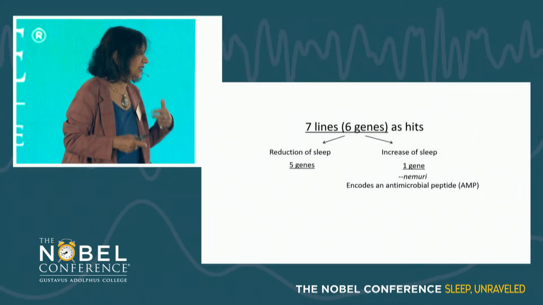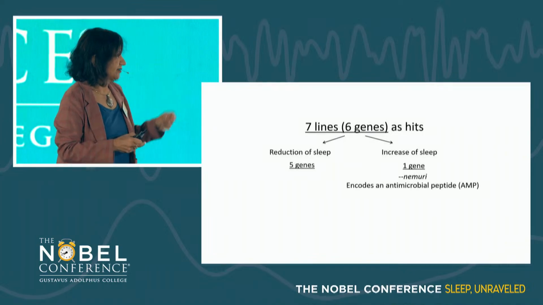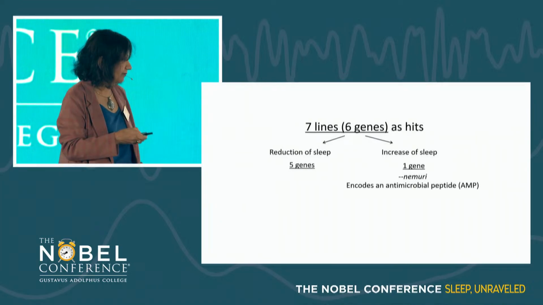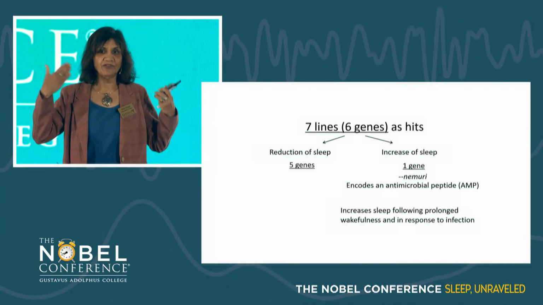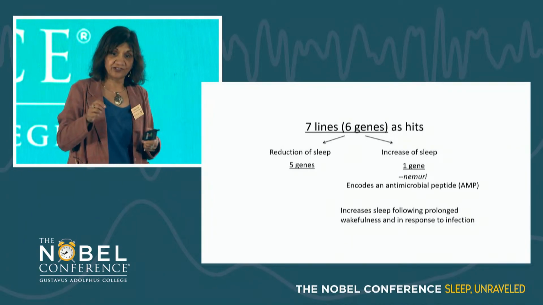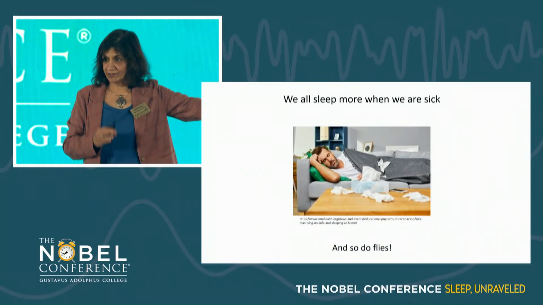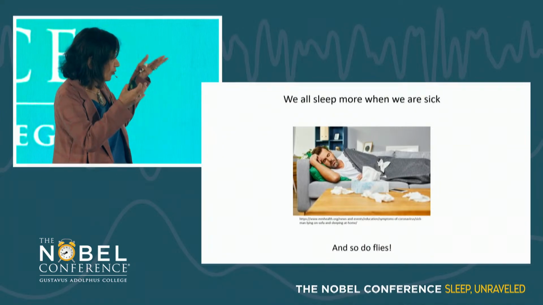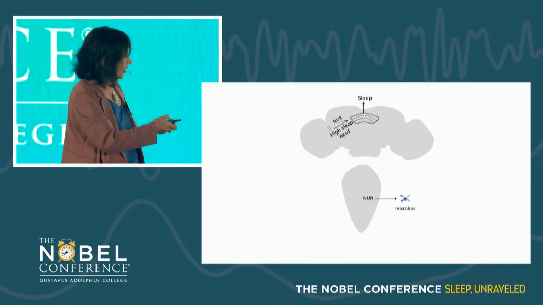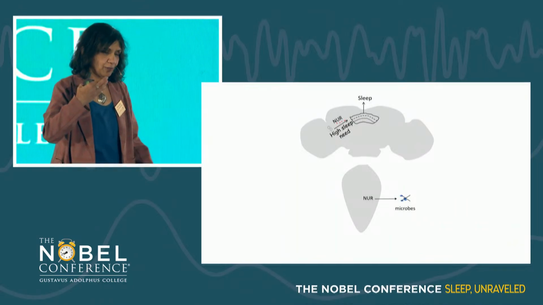This molecule turns out to be an antimicrobial peptide. We named it Nemori, which is the Japanese word for sleep, and it encodes a molecule that kills bacteria. Okay, it's an immune molecule. And what this molecule does is whenever there's high sleep need, which could be after prolonged wakefulness, or it could be in response to infection, because we all sleep more when we are sick, and so do flies. Then this molecule drives sleep. So what this molecule does is when sleep need is high, it drives sleep, and under conditions of infection, it is also killing microbes. So it's doing this dual function of helping the animal recover.